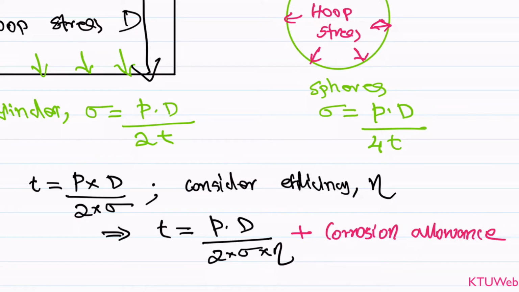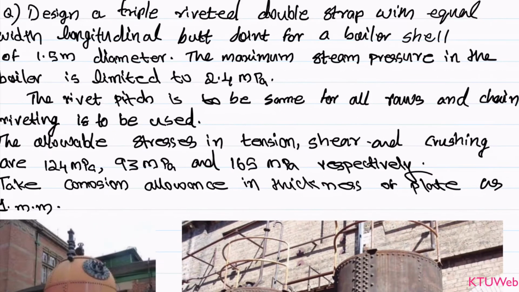So this is the basic equation that we are going to use to get the thickness of boilers or pressure vessels. Okay, let us deal with a question and you will understand how to use this equation to solve problems.